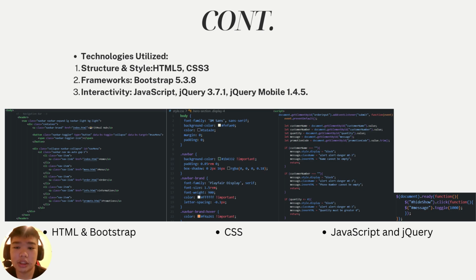Next is the technology utilized. For the structure and style of the web, we use HTML5 and CSS3. For the framework, we use Bootstrap 5.3.8. And for the interactivity between the website and the user, we use JavaScript, jQuery 3.7.1, and also jQuery Mobile 1.4.5 to handle it.